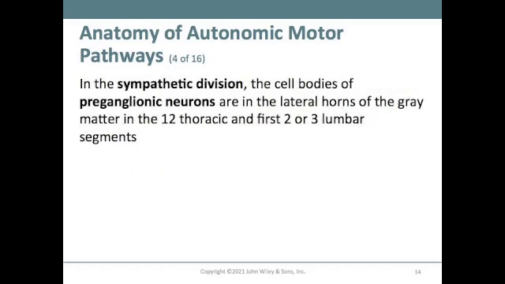Anatomy of autonomic motor pathways, continued. In the sympathetic division, the cell bodies of the preganglionic neurons are in the lateral horns of the gray matter in the 12th thoracic and first, second, or third lumbar segments.